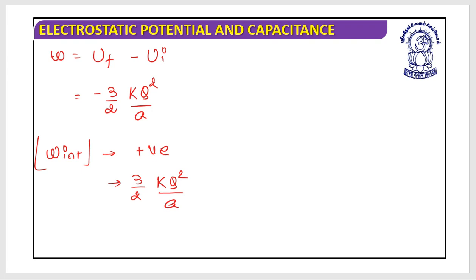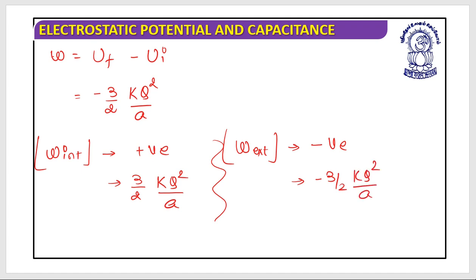I hope this seems clear to you. If work done due to the external force has been asked, that should have a negative answer. It is already negative, so you do not need to do anything, and this is just your answer: minus 3 by 2 into KQ square by A. Is it clear?